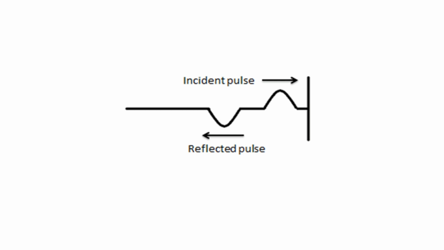In this illustration, we can see that an incident pulse that is moving towards the right gives us a reflected pulse that is moving towards the left but in a different orientation.